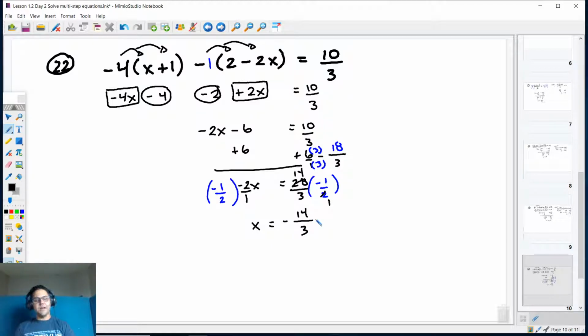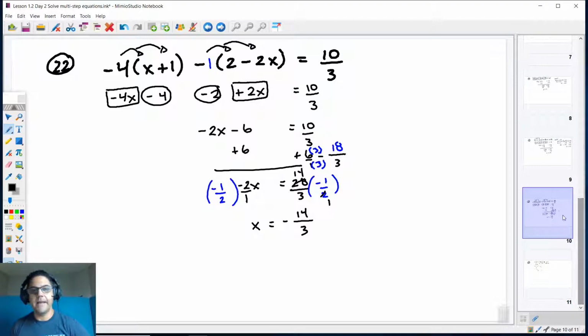Now that check is obviously going to be a lot more complicated. If we have time, we will do that. So let me move on to the last example, and if I have time, I'll come back to help you on the check for 22.